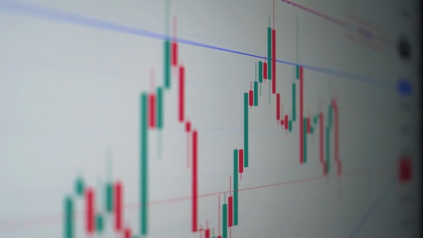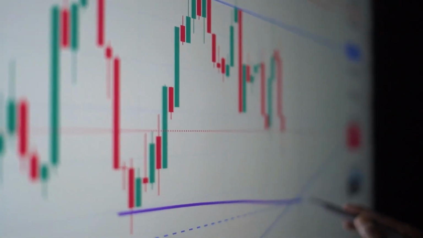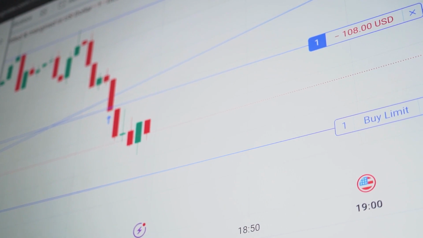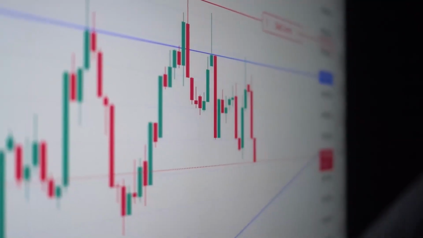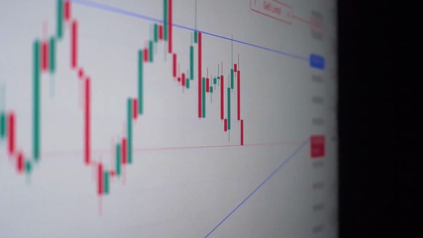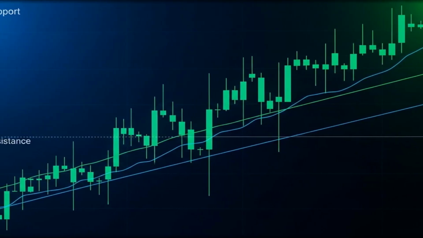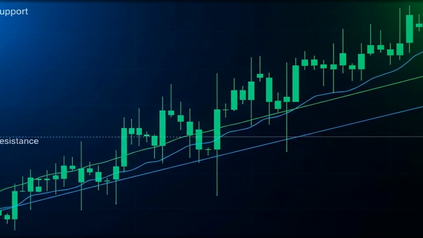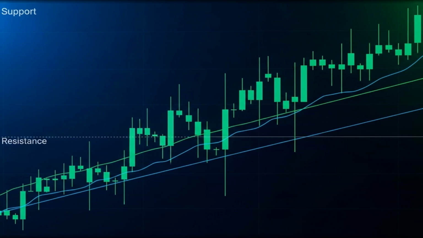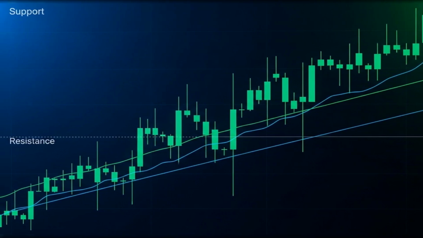Use it to understand context. Is this price near a historical high or low? Has it been trending up or down for weeks? Is volume increasing or decreasing? Those observations help you make better decisions. But they don't eliminate risk. Nothing does.